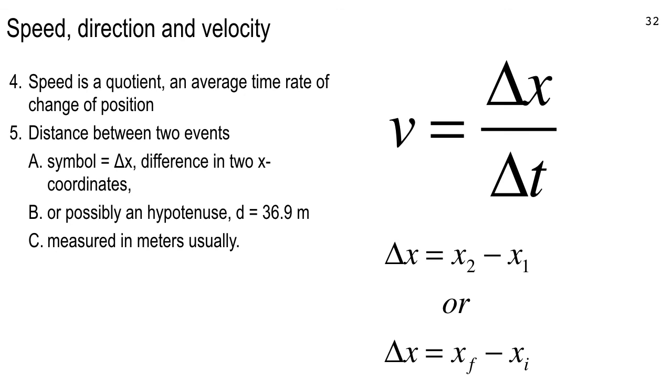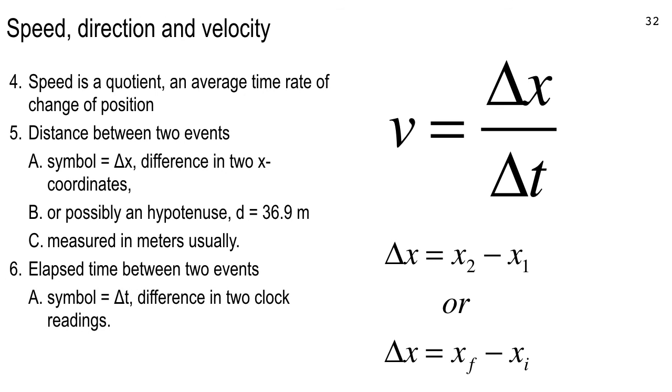And then delta t is the elapsed time. That's the difference in two clock readings. So you read your clock at the start, you read your clock at the end, and then you subtract the initial from the final, and you get the elapsed time. So in this case, what was it? 36 seconds or something? What was the elapsed time?